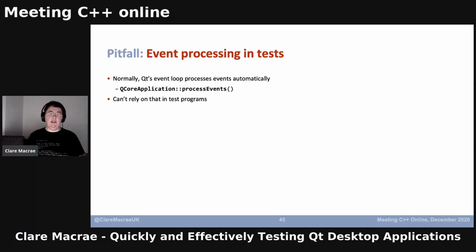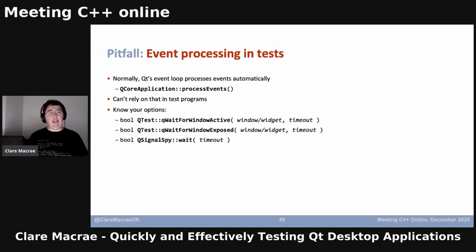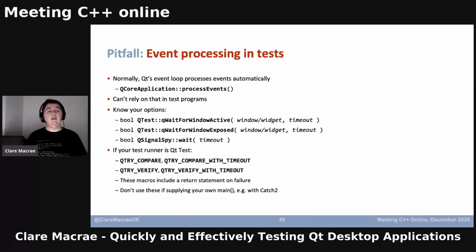Event processing is another thing to be aware of. In a Qt application, the program's main event loop will be processing events via QCoreApplication processEvents, and you can't rely on that in test programs. So I'm not going to go into the details here, but basically know your options, know these things exist in the QTest framework. If your test runner is QTest, you can also use those macro-ified versions as well.